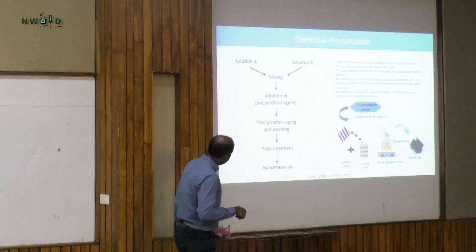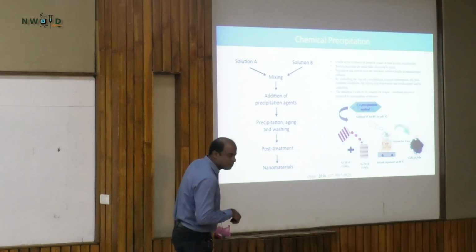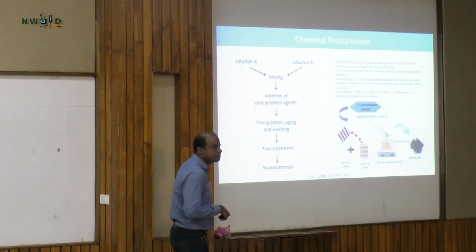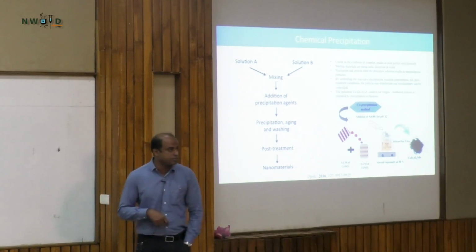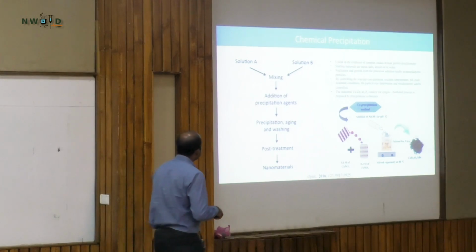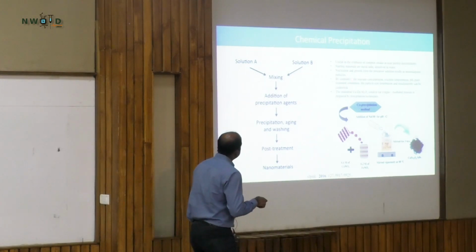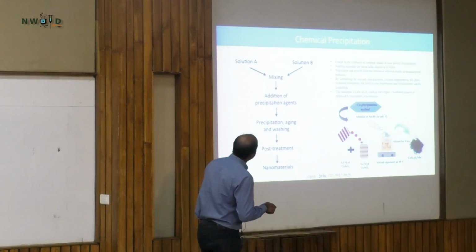Chemical precipitation. We extensively use this one because we are working actually in the area of carbon dioxide reduction. Copper, zinc, and alumina is one of the commercial catalysts used in the industry, and they can control the nanoparticle distribution at the alumina surface.